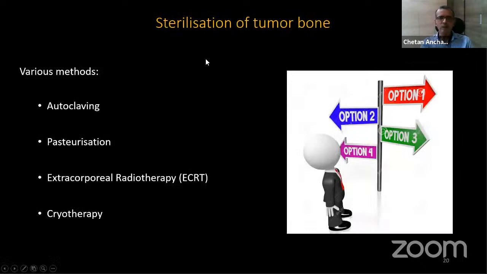So for that, we need to do some form of sterilization of the tumor bone. There are various methods that have been described. The four common ones are autoclaving, pasteurization, extracorporeal radiotherapy, and the new kid on the block, cryotherapy.